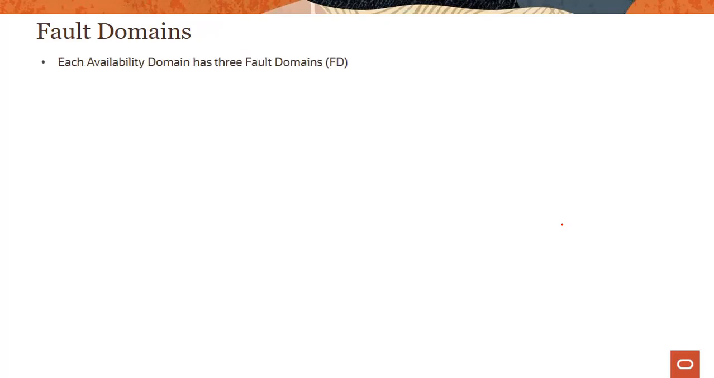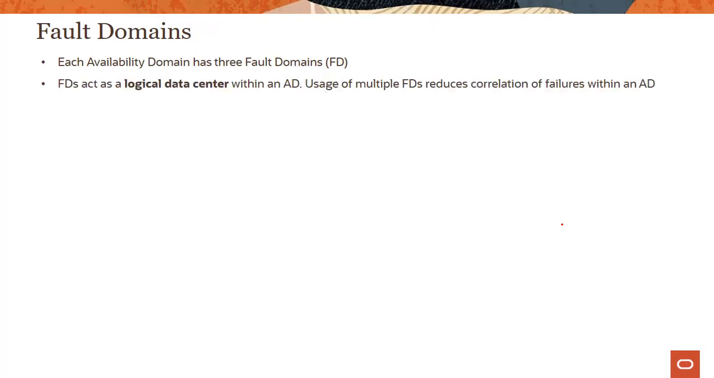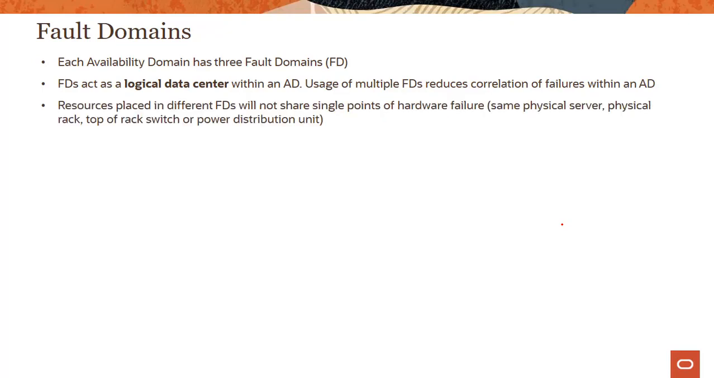What are these things called fault domains? Well, each availability domain has three fault domains. Fault domains act as a logical data center within an AD. Usage of multiple fault domains reduces correlation of failures within an AD. We'll look into what that means. Resources placed in different fault domains do not share single points of hardware failure specifically. So things like physical servers, physical rack, top of rack switches, or power distribution units, these fault domains do not share.